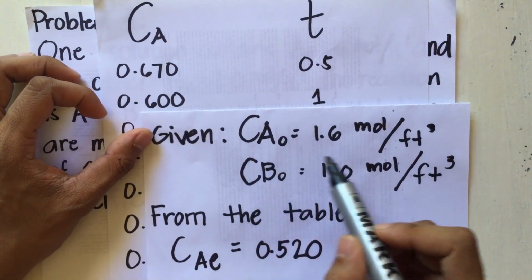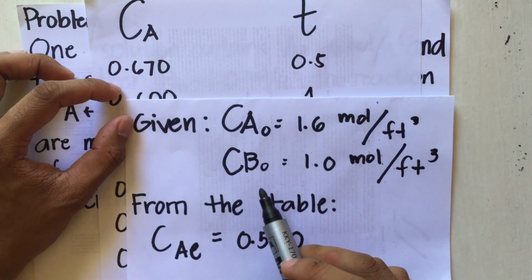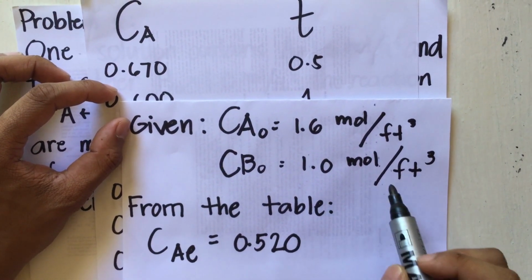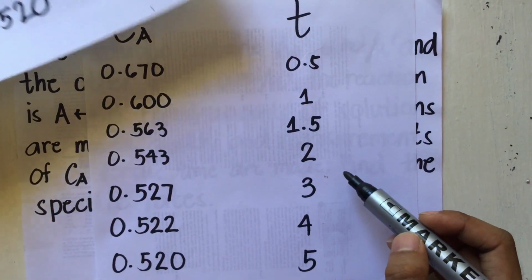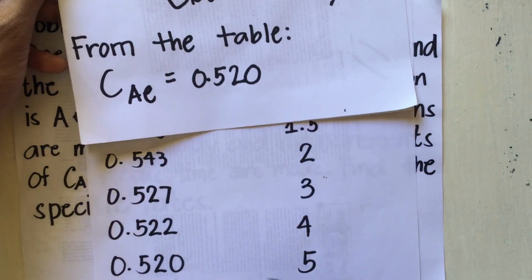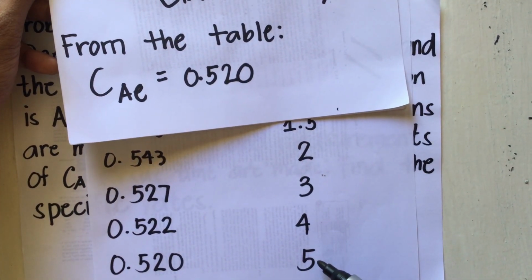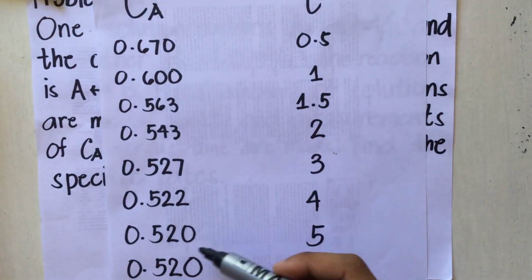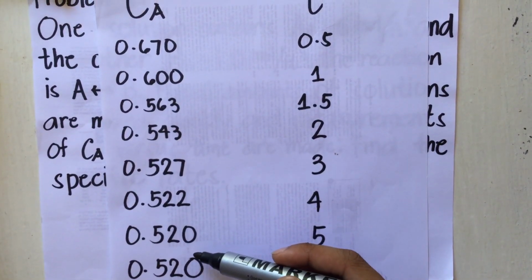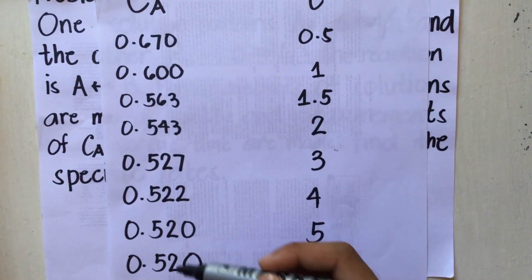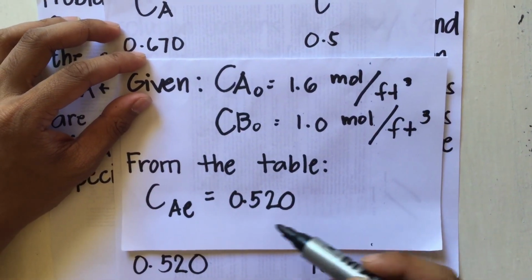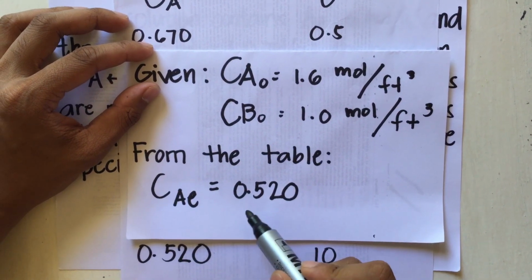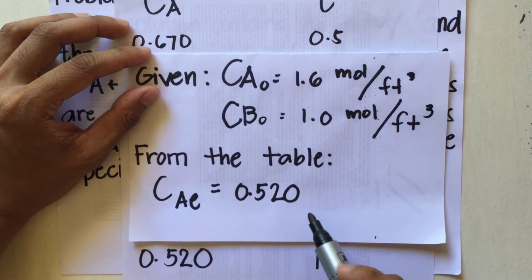So we are given CaO, which is 1.6 mole per cubic feet, and CbO, which is 1.0 mole per cubic feet. And from the table, from this Ca versus time, we can see that after 5 seconds and to 10 seconds, the concentration of A no longer changes. So we can conclude that 0.520 is the concentration of A at its equilibrium. So we can now say that CAE is equal to 0.520.